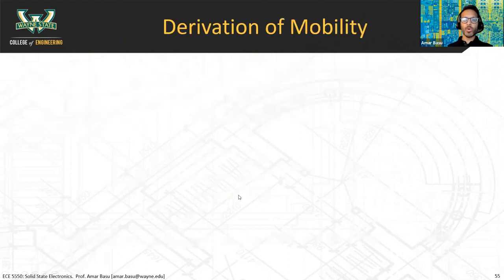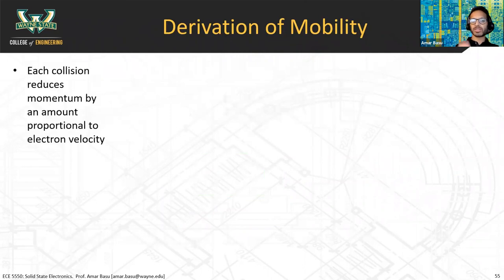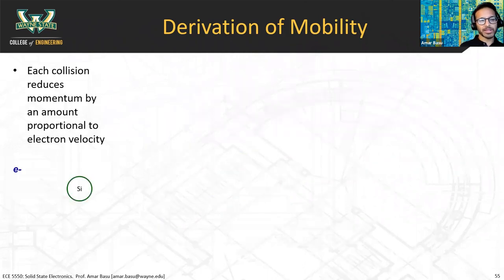Now, if we look at some more details of the mobility, we can think about a more specific derivation of where the mobility is coming from. The first concept is what we've talked about already. These particles are constantly colliding with atoms. So imagine that you have an electron here and a nucleus of silicon here, and think about this as the electron colliding with the atom. When it collides, it changes direction.